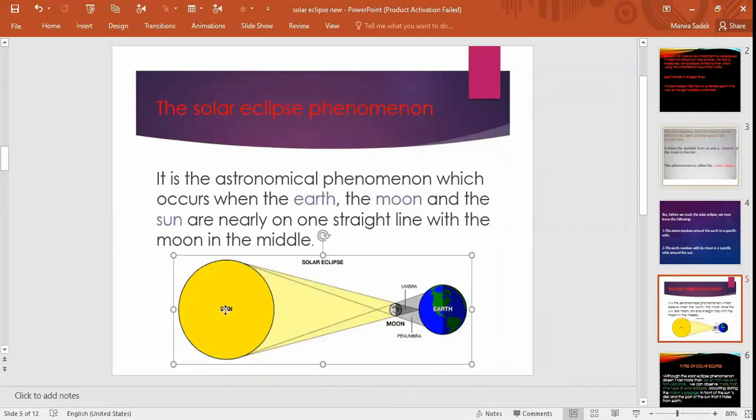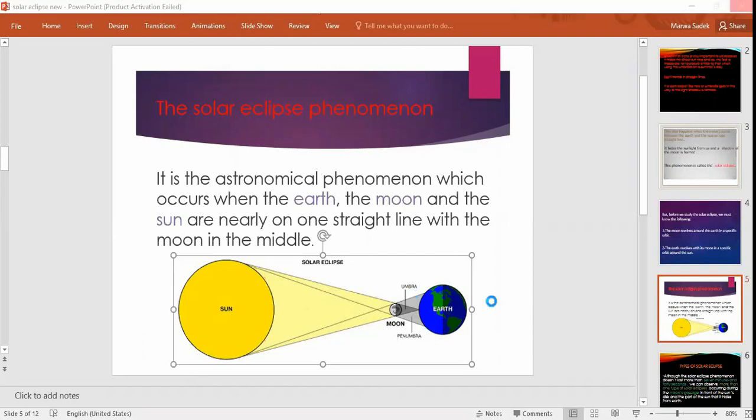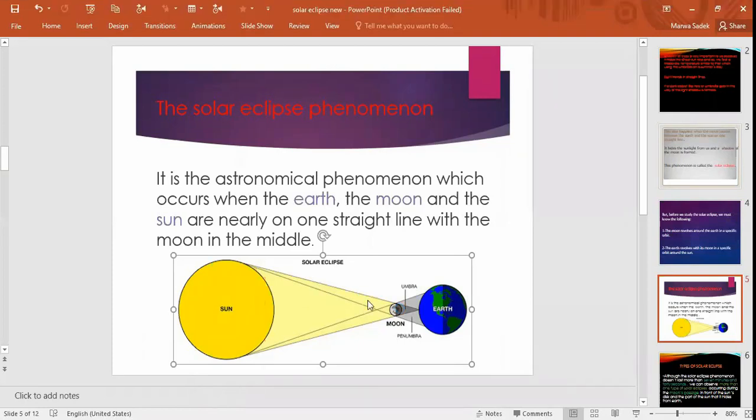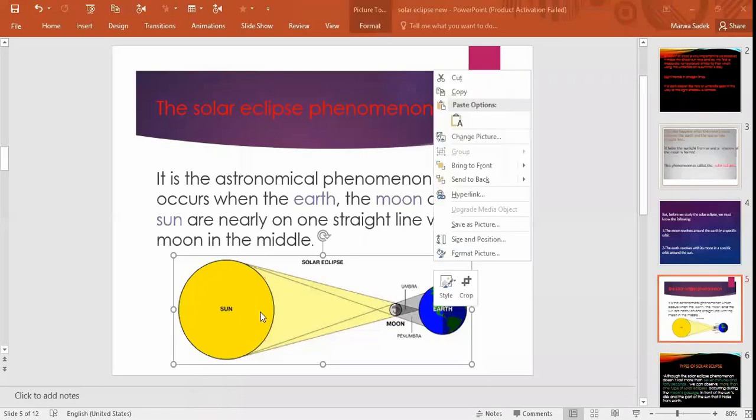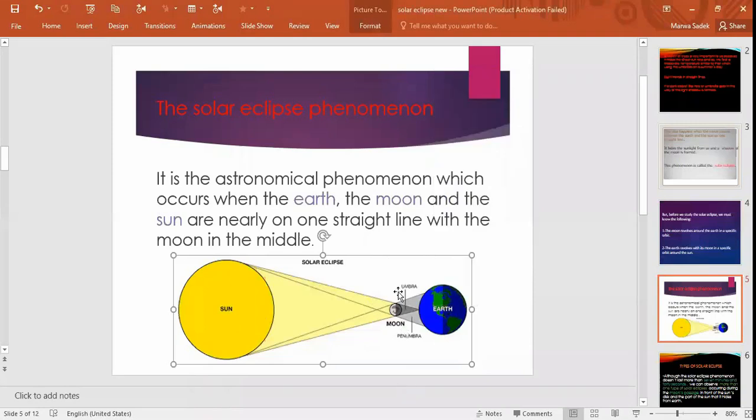As we learned before, the light of the sun will travel in a straight line. So it will pass in a straight line from the sun to the earth. But here we will find a dark object in the middle. So the dark object, which is the moon, will block sunlight from reaching the earth.